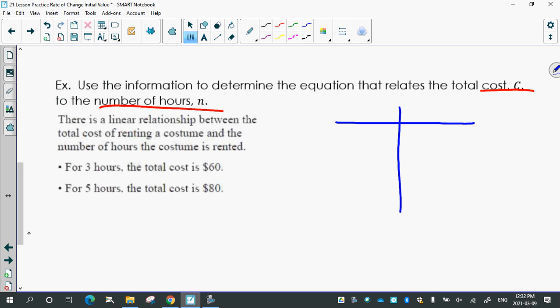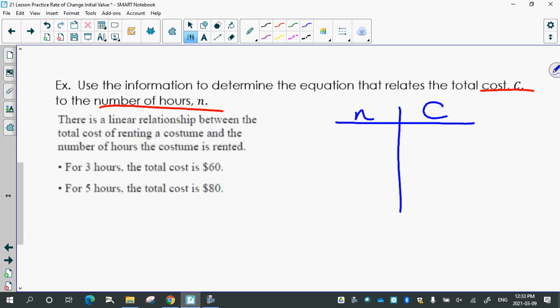So when I see one like this, I like to put it into a chart. But it doesn't tell me what to put in the first column and what to put in the second column. I have to figure it out. Any suggestions? What goes in the first and what goes in the second? Yep. It says N for hours, but yes, I agree. Number of hours would go in the first one, and cost would go in the second one. What's your reasoning for that, Logan?